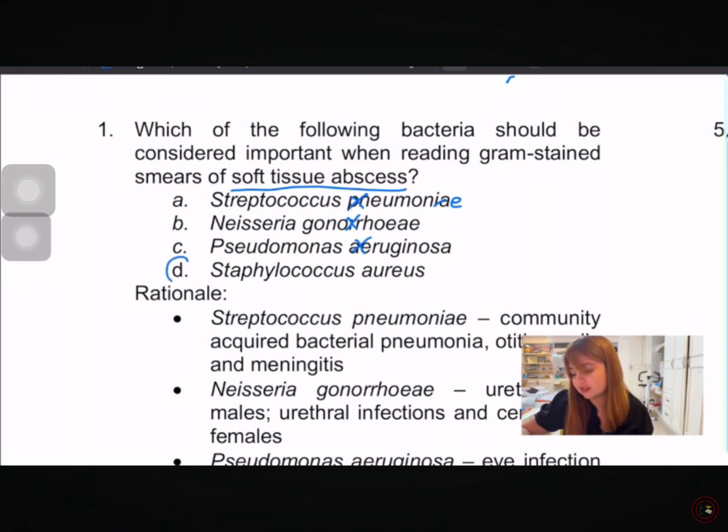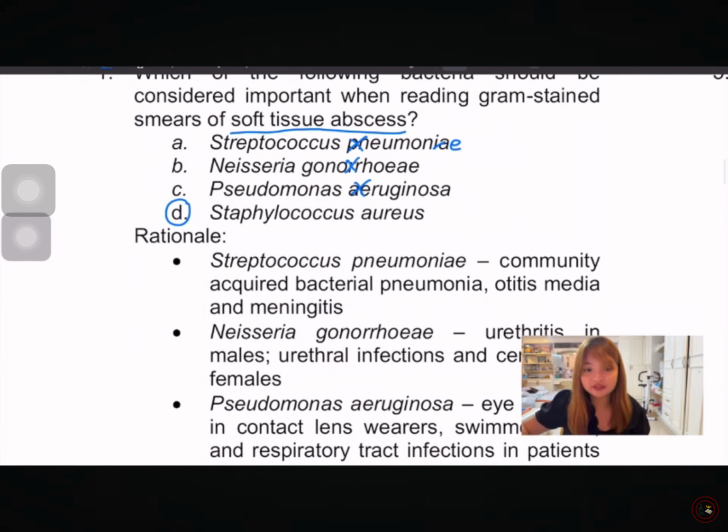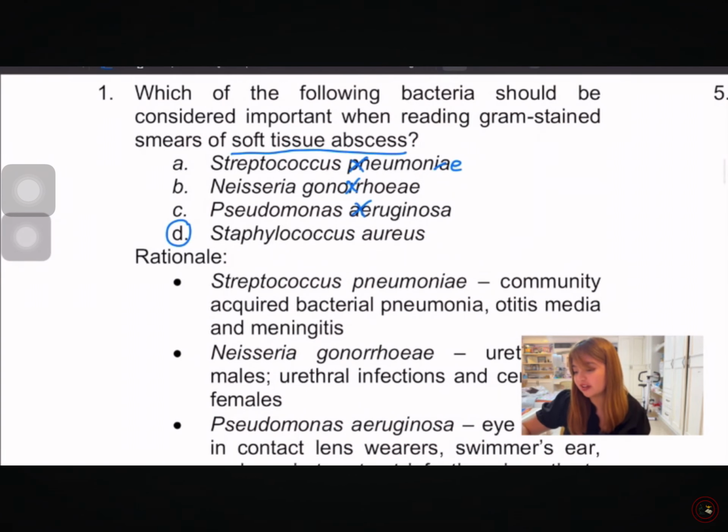Best option talaga ito is yung Staphylococcus aureus. Kasi, I usually answer Staphylococcus aureus kapag related siya sa skin, wound infections, carbuncles, ganun. Minsan mo lang maisip kung may gastrointestinal infection. Pero Staphylococcus aureus, best talaga siya. Abscess, wound infections, and carbuncles, yan. So, it's the best answer.